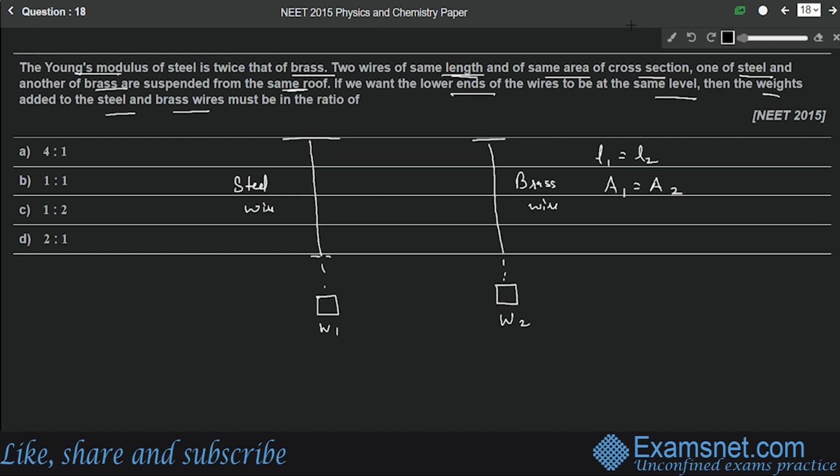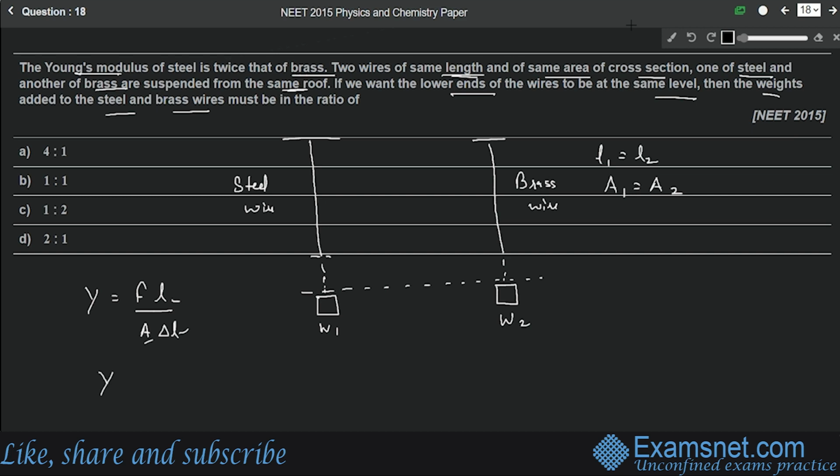So when we add a weight, there definitely will be some increase in the length of the wire, but we want the lower ends of the wire to be at the same level. So we have to add the weight such that the final length of the wire remains same. For that we should remember the formula: Young's modulus is equal to F into L, length of the wire, upon A, area of cross section, into delta L. Here lengths are same and area of cross section are also same. So L, delta L and A will be same.